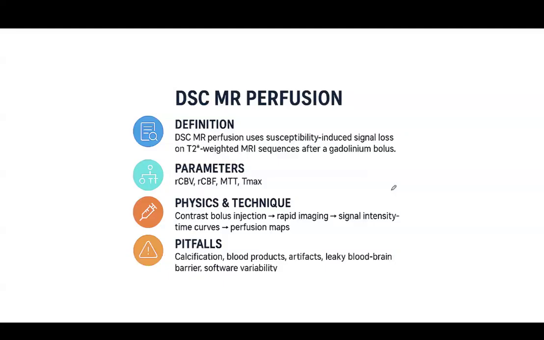What are the advantages and disadvantages of DSC? DSC is the technique we currently use in our routine clinical practice, where you give a bolus injection and do rapid imaging and make a perfusion map out of it. It measures the parameters of relative cerebral blood volume, relative cerebral blood flow, mean transit time, and Tmax. The pitfalls are that it can be altered in cases of calcification, blood products, artifacts, and leaky blood brain barrier, and variability can be there in the software also.